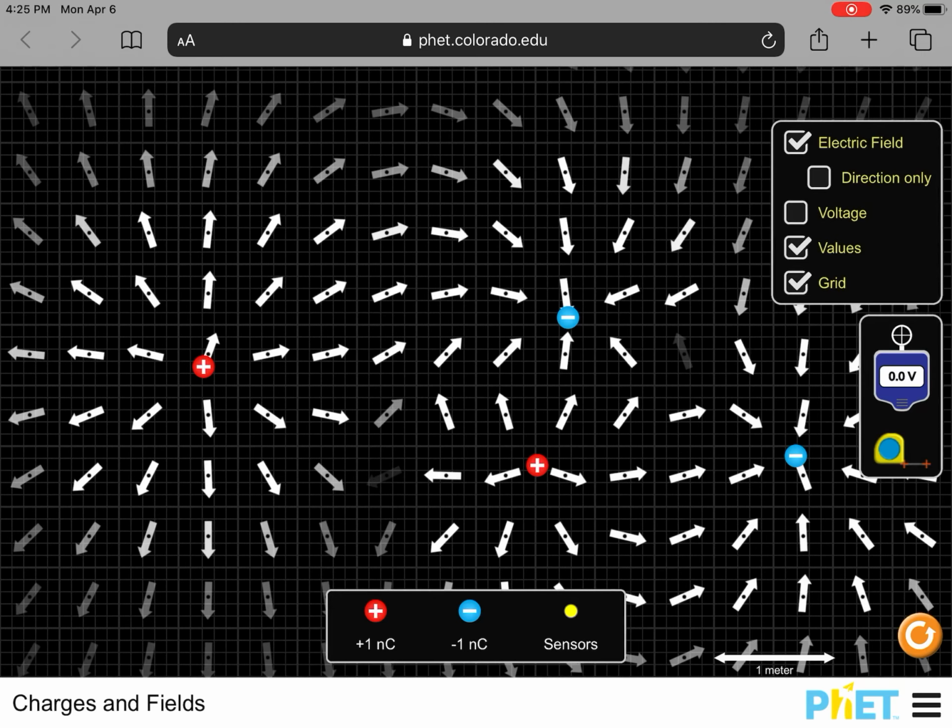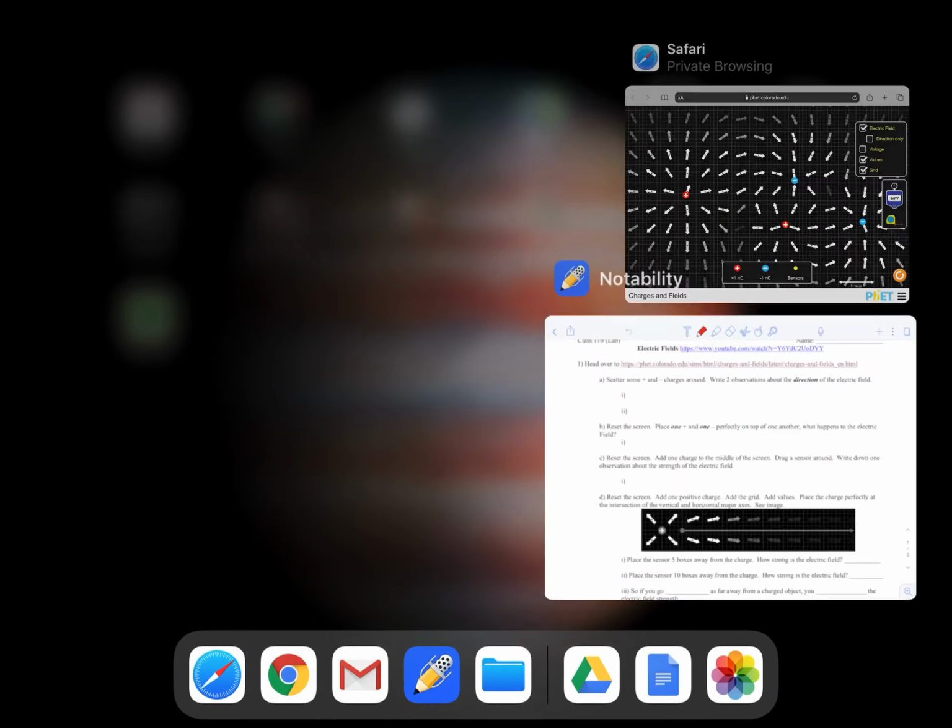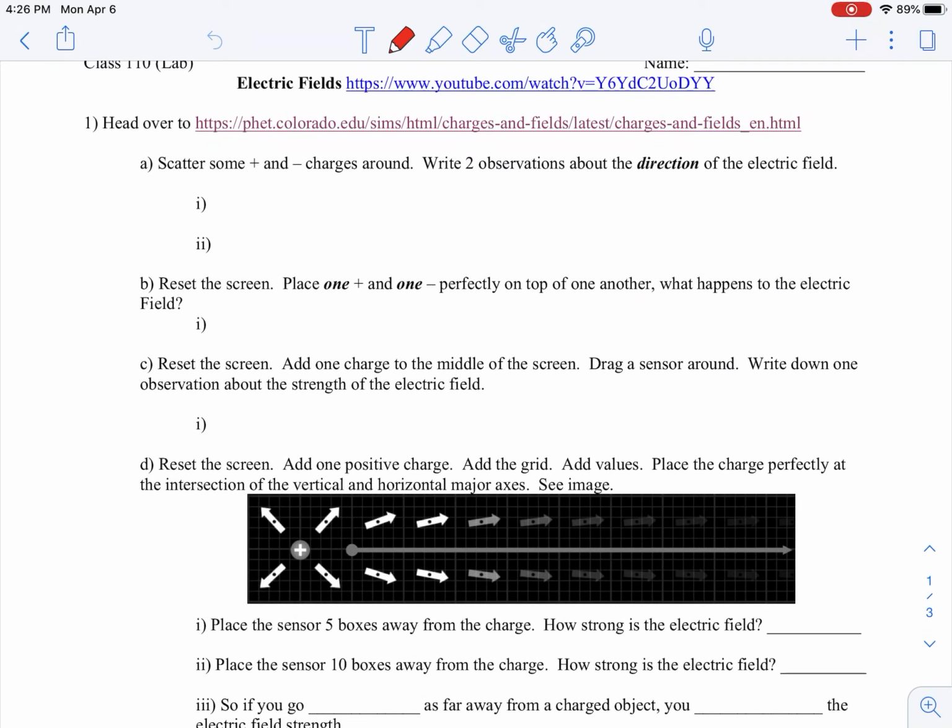Hopefully you notice that the positive charges have arrows going away from it. Negative charges have arrows going toward it. What you might also notice is that the arrows start to fade as you get farther away. So make sure you get the simulation up on your own first. But actually, we're only talking about direction right now.